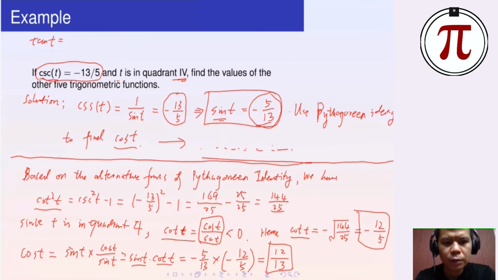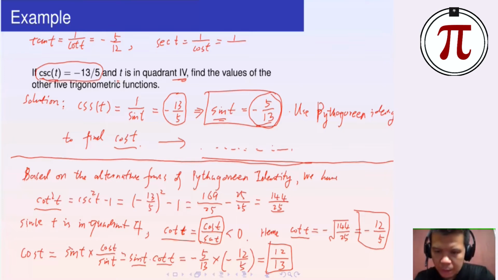Tangent t is what? 1 over cotangent t, right? So it's a reciprocal of cotangent. So that's negative 5 over 12. Right? Okay, now what's the remaining one? Secant, right? Secant t. Secant t equals what? 1 over cosine or sine? Cosine. 1 over cosine t. All right, very good. So 1 over cosine is 13 over 12, which is the reciprocal of cosine. So we know that that's going to be 13 over 12.